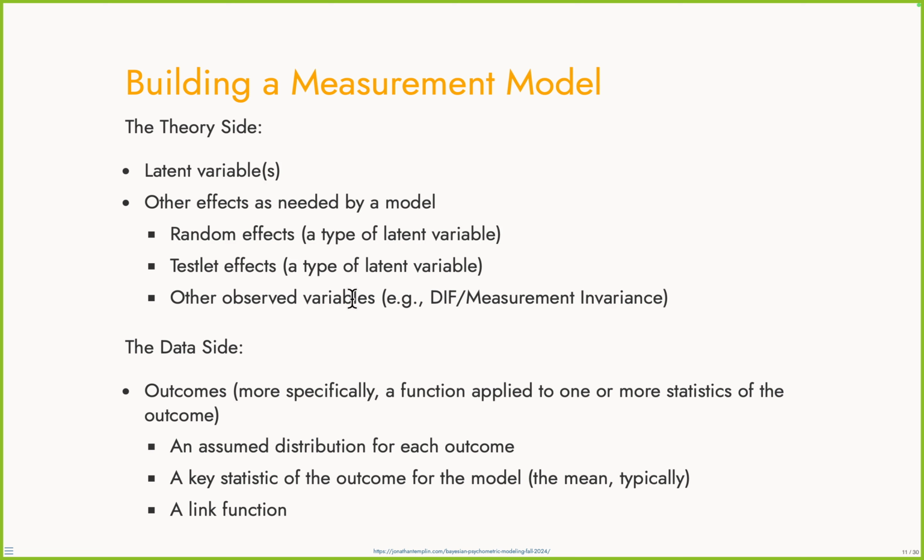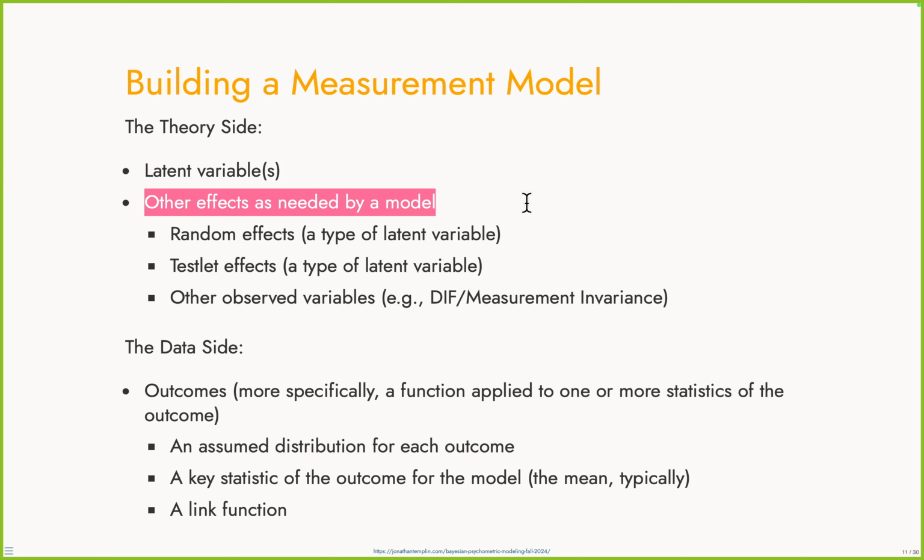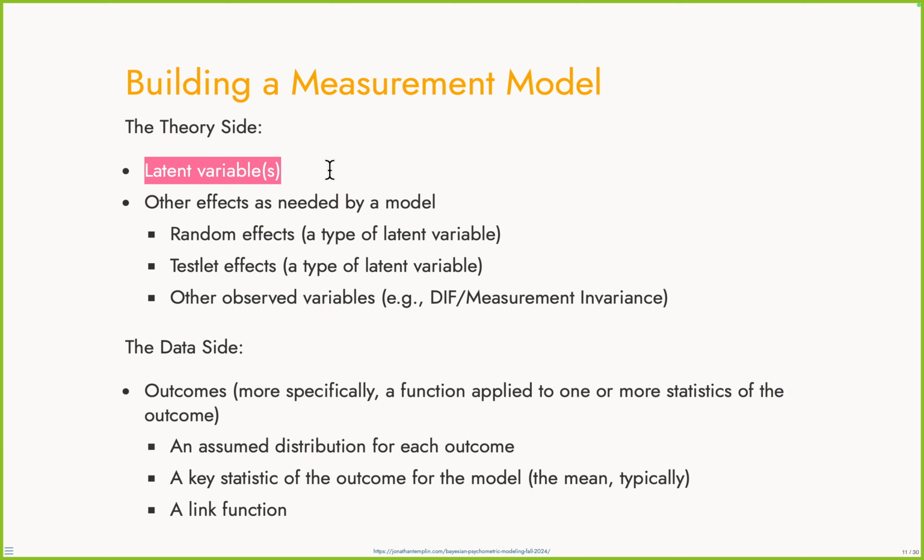Okay. So if you think theory side and you think data side, and again, as we read equations, we have data on the left, theory on the right, usually. The theory side might have latent variables involved. But there may also be other effects as needed by the model, right? So we start with a basic latent variable model where we just put in the theta. We map it onto predicting our observed data, right?